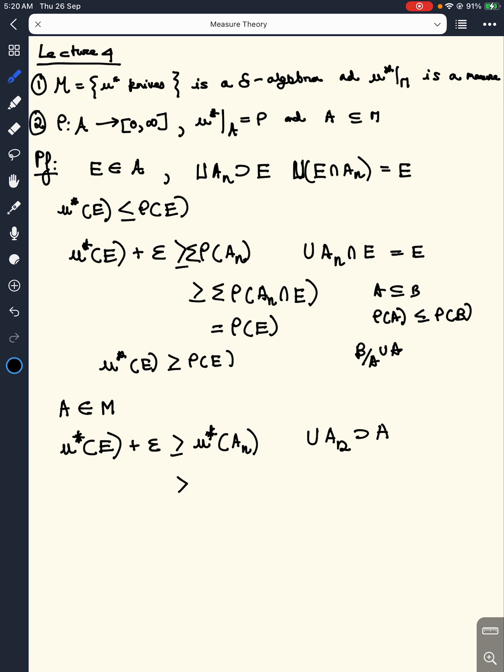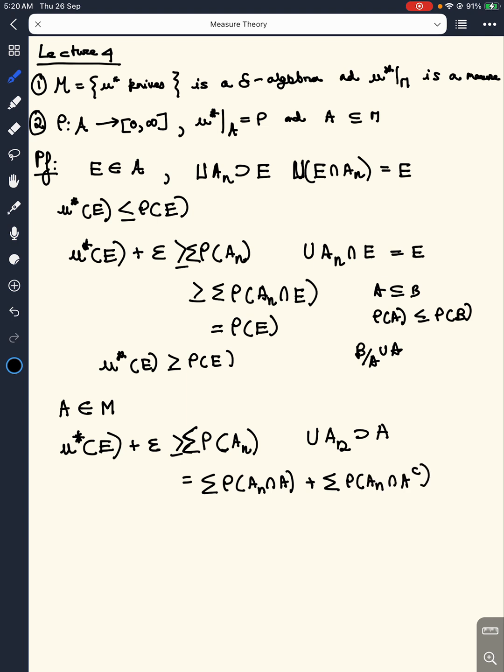Now this can be written as the summation of rho of A_n. This can be written as the summation of rho of A_n intersection A, since they are in the algebra and it's a pre-measure, plus the summation of rho of A_n intersection A complement.